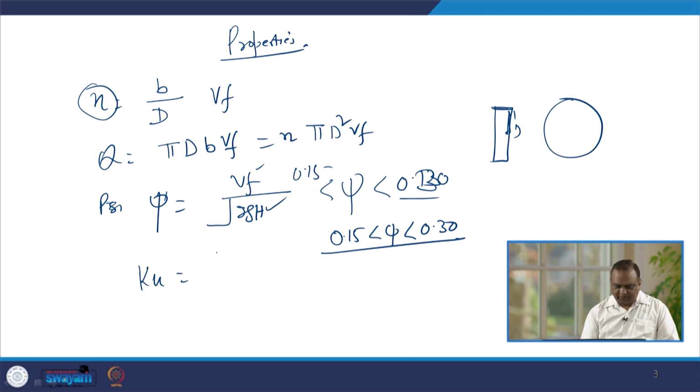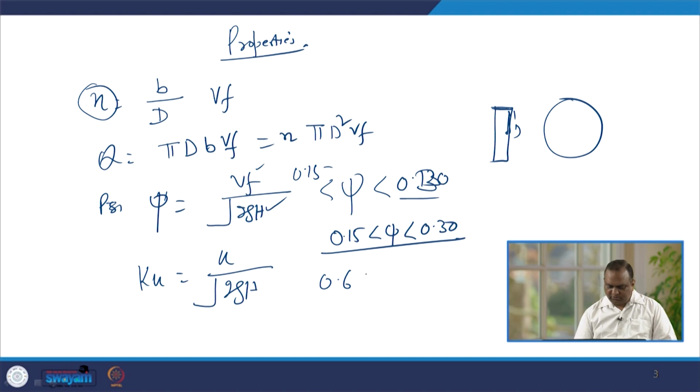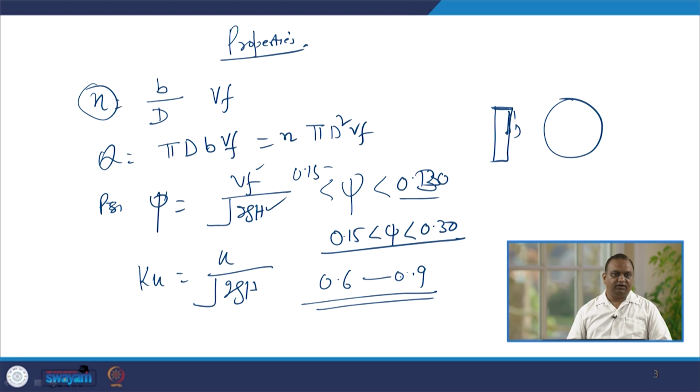Similarly, the peripheral velocity u by under root 2gh. Now, the Ku value is 0.6 to 0.9. It is quite high if you compare it with the Pelton wheel. Anyway, the RPM or specific speed of the Francis turbine is quite high in comparison with the Pelton wheel. So, the speed ratio Ku is u by under root 2gh. This is how we will get the value of u.